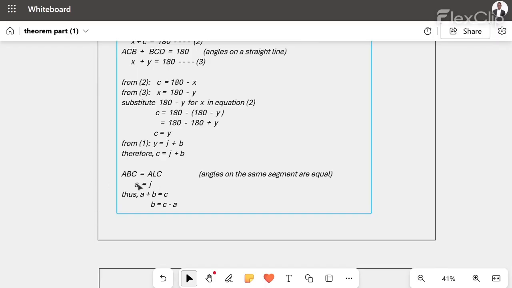It says angle A is equal to angle J. Thus angle A plus angle B is equal to C. As we know that A is equal to J and C is equal to J plus B. Therefore, A plus B is equal to C. If you rearrange the equation, you will get our theorem, which says B is equal to C minus A, and that is Fredom's theorem. As you can see, we finally proved that angle B is equal to angle C minus angle A. Now let's look at the worked example.